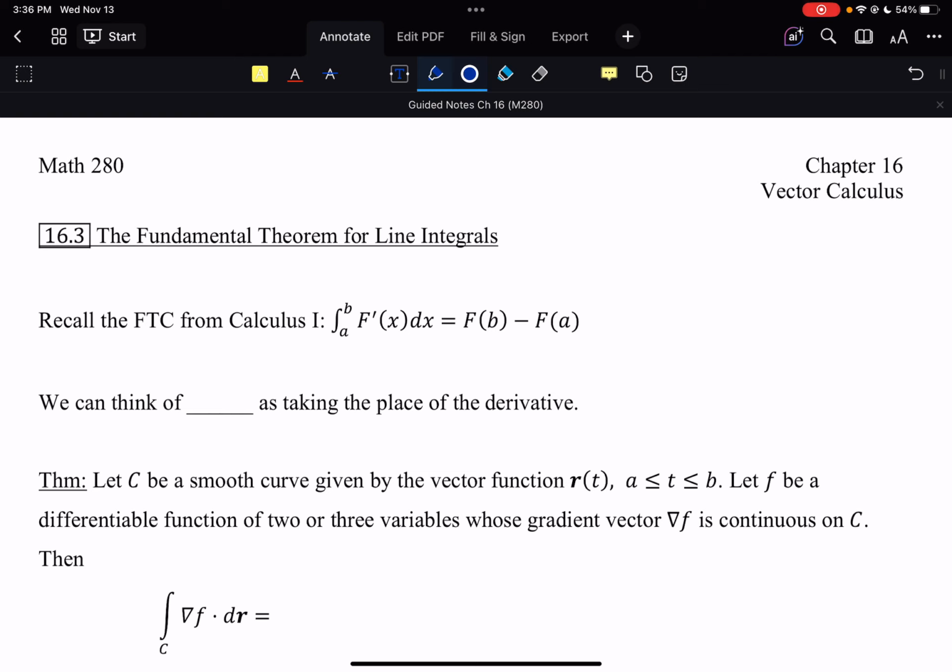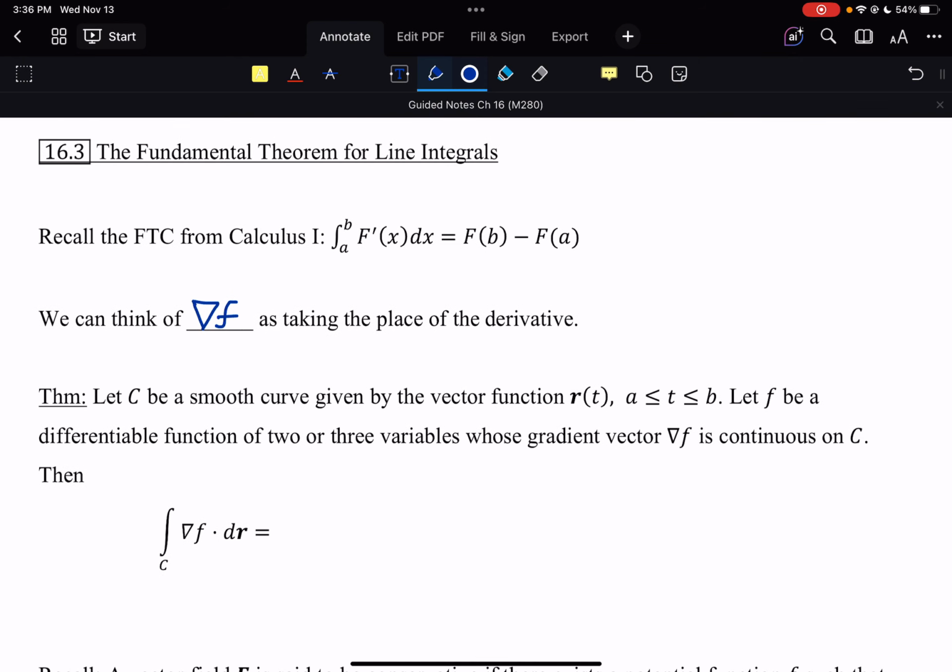In the case of line integrals and vector calculus, we can think of the gradient of f as taking the place of the derivative, right? Instead of f prime, we take grad f, which has fx and fy in its components.